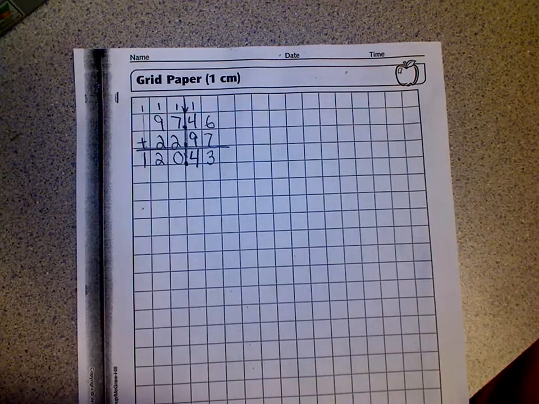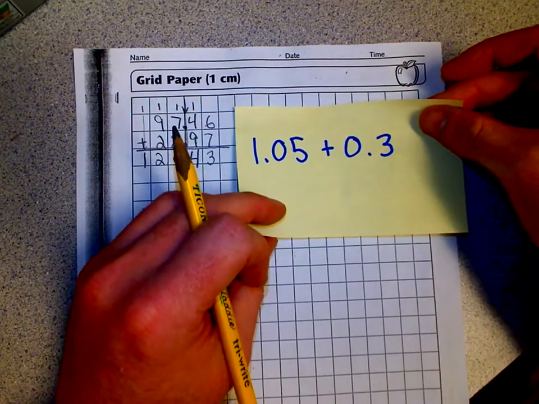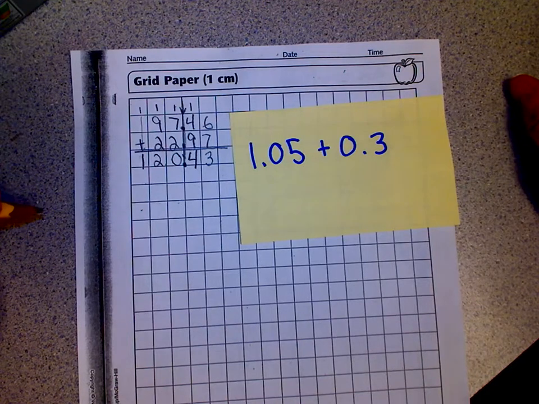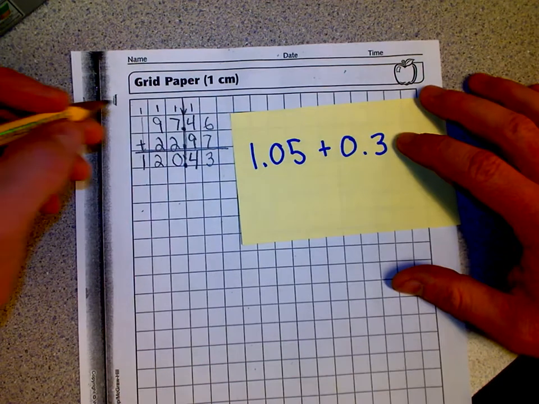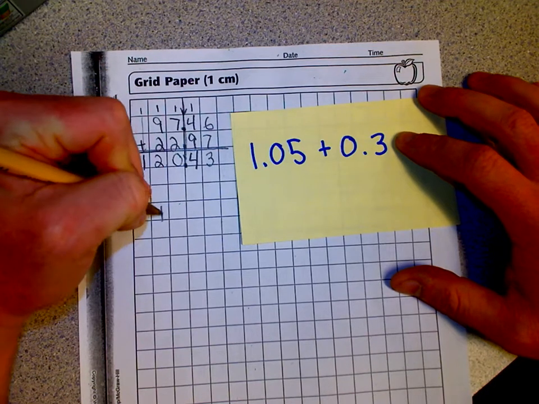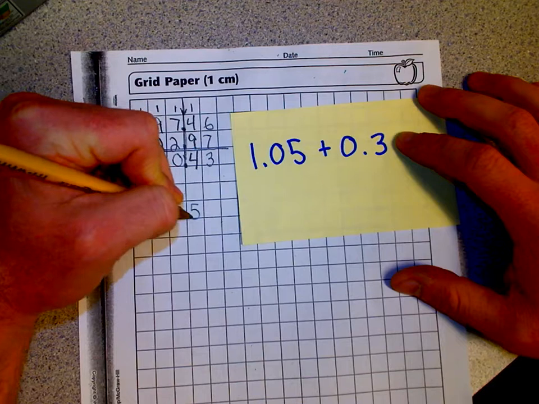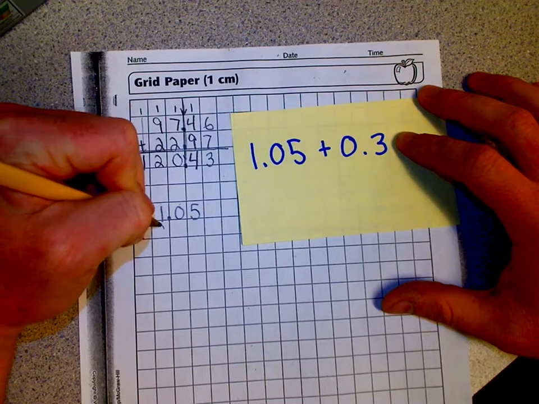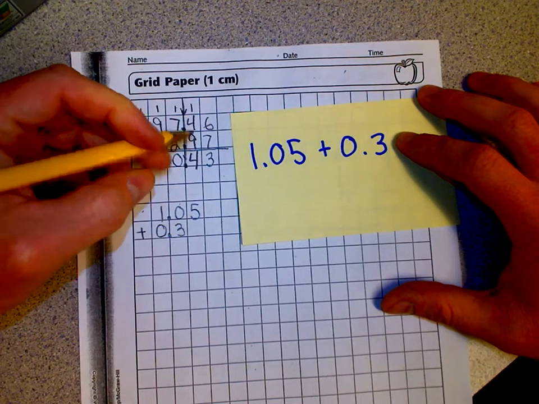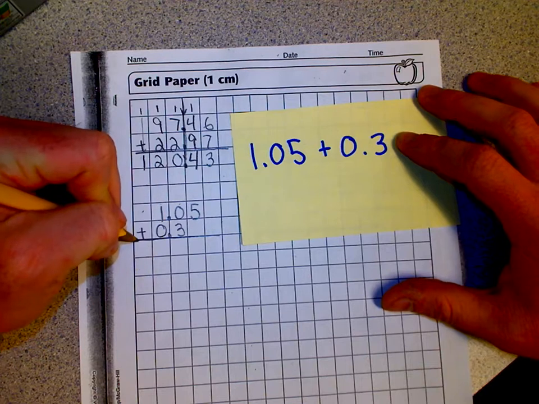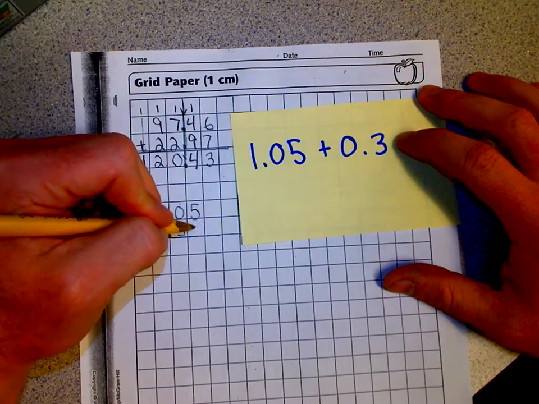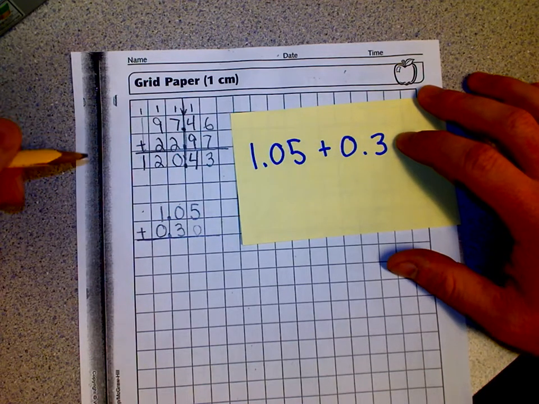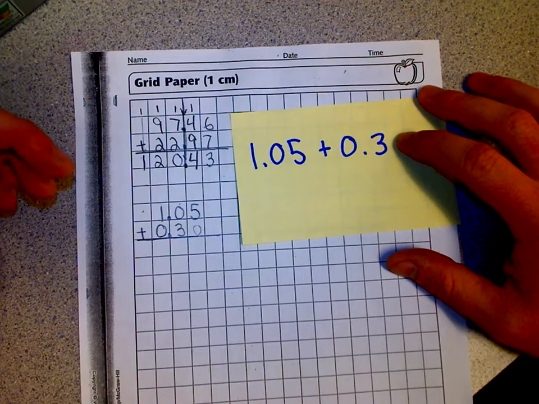Let's try a trickier problem. Here we have 1 and 5 hundredths plus 0 and 3 tenths, or just 3 tenths. So I'm going to set my problem up. 1 and 5 hundredths plus 0.3 or 3 tenths. I draw my line under. If I want my placeholder, I can put a 0 there. And then remember, what's my first step here? Turn to your partner. What's the first step?